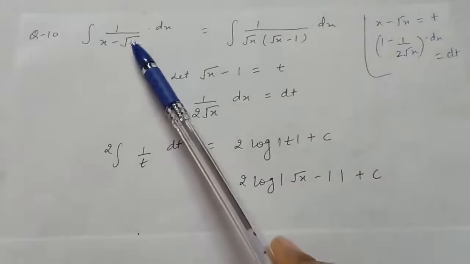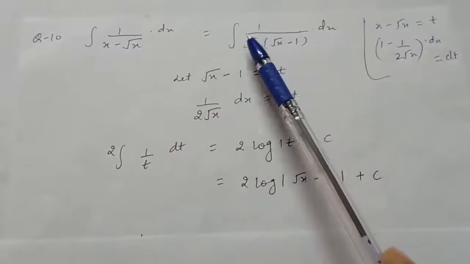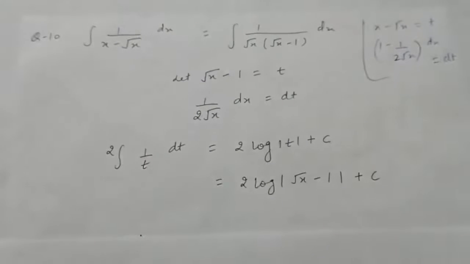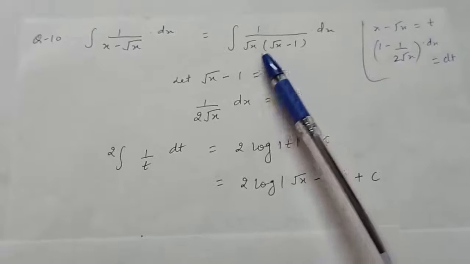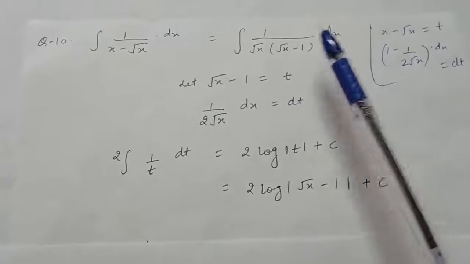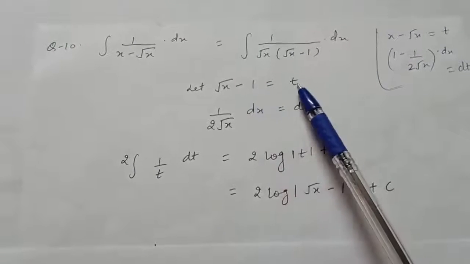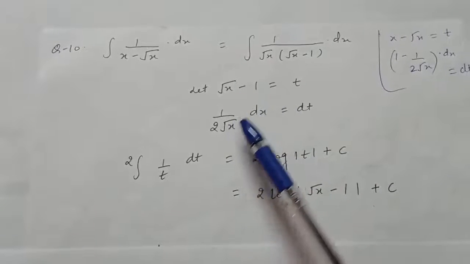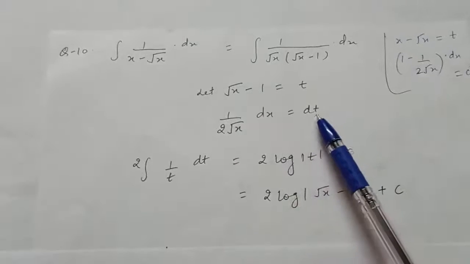So we will make some changes in the given integrand to substitute. Taking root x common from both of these terms in the denominator, you will get integral of 1 upon root x into root x minus 1 with respect to x. Now if you put root x minus 1 equal to t, then the derivative of this will be 1 upon 2 root x, and the derivative of 1 is 0, into dx is equal to dt.